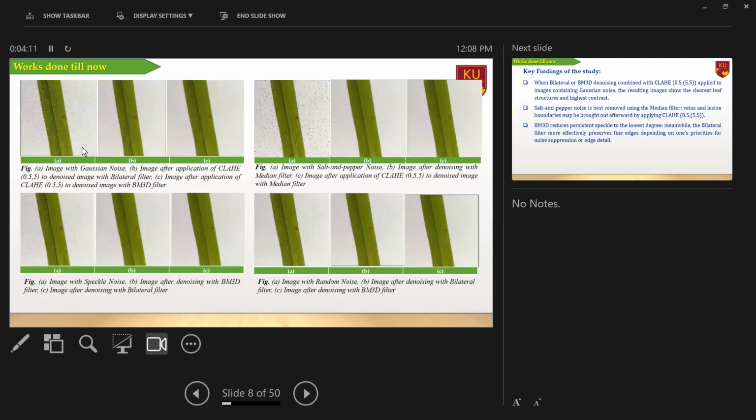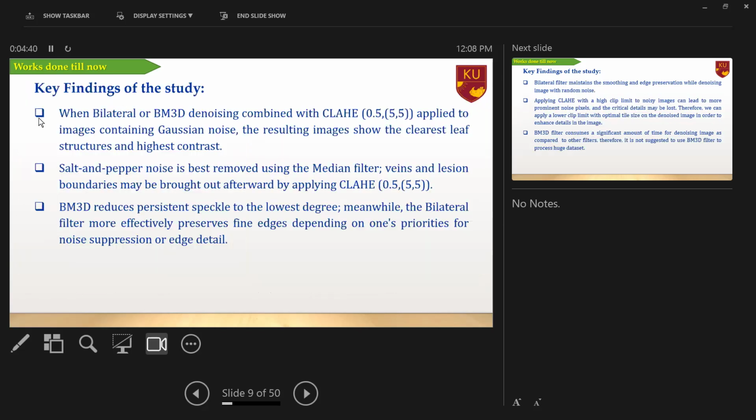As the current work is related to the previous work, I am just showing some slides of the previous work. Here are the results. Image with Gaussian noise. Overall, we have seen that for different types of noise, different types of filters are required. So there is no common solution for all the noises. So these are the key findings.